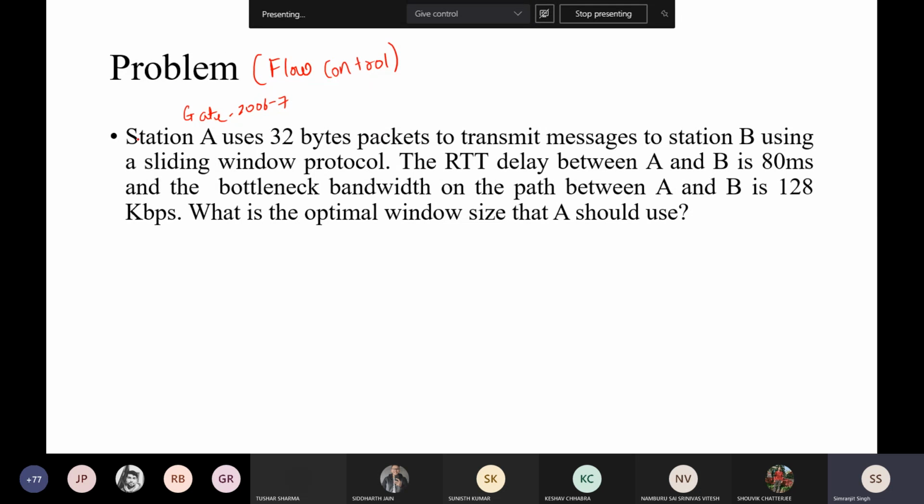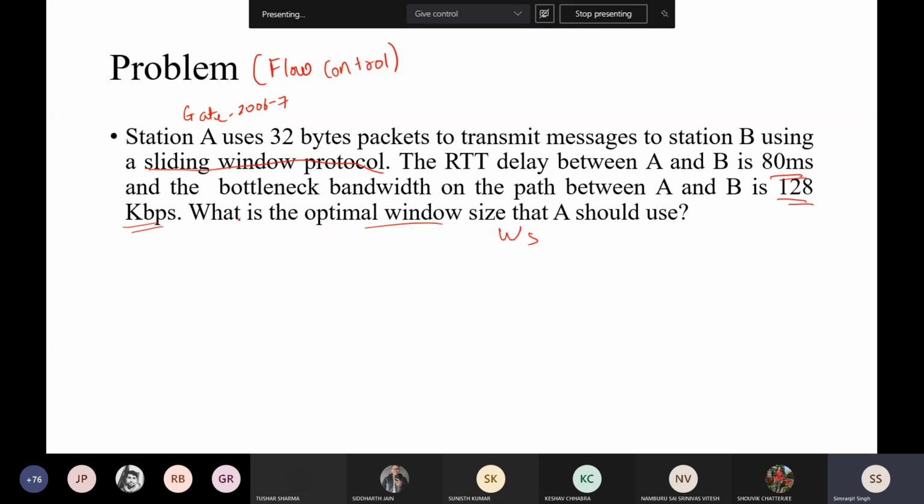Now see here, station A uses 32 bytes packet to transmit messages to station B using a sliding window protocol. They haven't given which sliding window protocol, so they are just asking about the theoretical concept of sliding window protocol. They have not given GBN or SR, so you assume they are asking about the theoretical concept that I've already discussed. The round trip transmission delay between A and B is 80 milliseconds, and the bottleneck bandwidth is given as 128 kilobits per second. So you have to tell the window size.